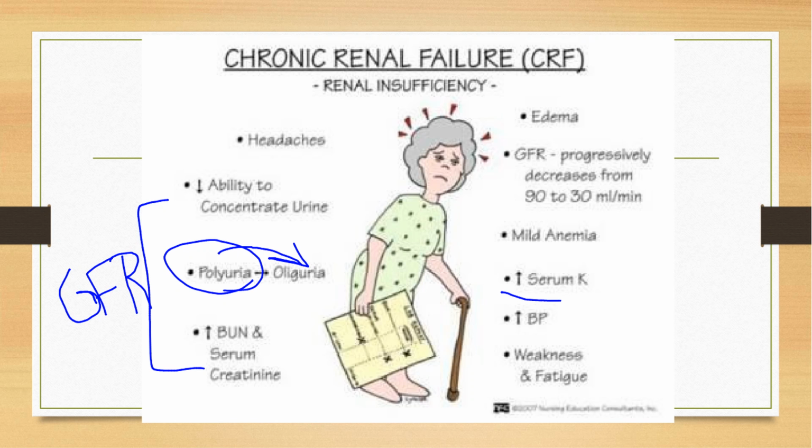Obviously, their potassium goes up. And remember, an elevated potassium is called hyperkalemia, which is greater than 5.0. The potassium starts to go up because the kidneys have lost the ability to do their job and clear potassium.